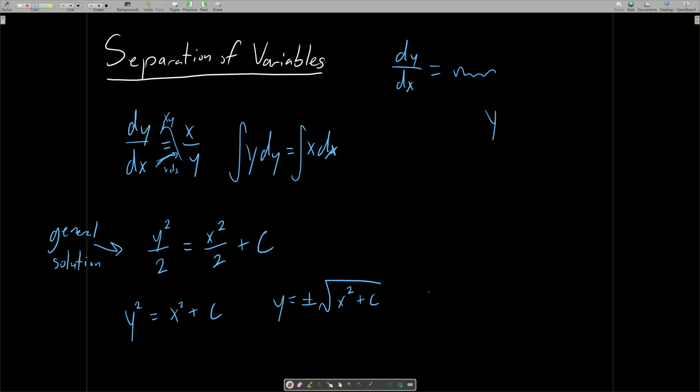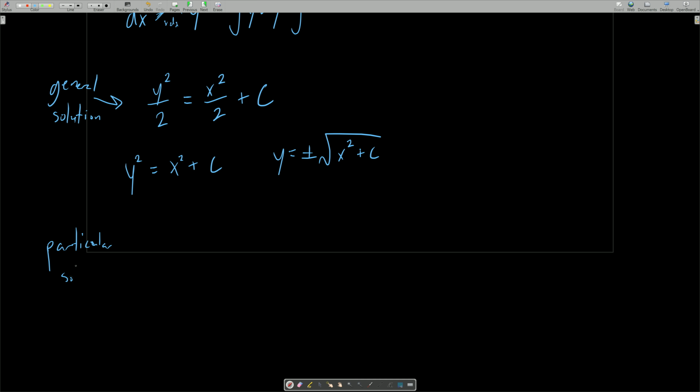Now I'll go over a particular solution, where we get a real straight equation. So I'll do dy over dx equals y cosine x, right? And we have what's called the initial condition: that when x is 0, y is equal to 2.